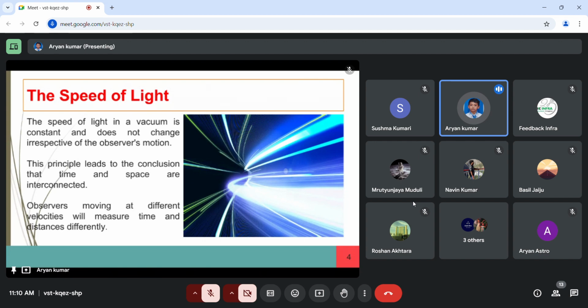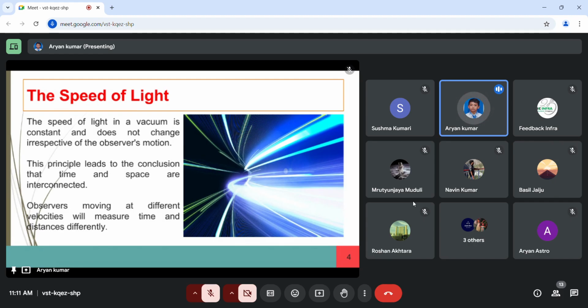Right now we are discussing Einstein's theories, special relativity and general relativity. We are on the topic of special relativity. This principle leads to the conclusion that time and space are interconnected. Observers moving at different velocities will measure time and distance differently. Does anybody have a question? I don't think so.